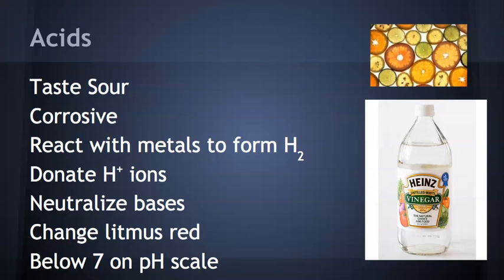Acids are what we call proton donors or H plus ion donors. We'll talk more about that in the next video. They will neutralize bases. They will react with bases to make a neutral solution. If you use litmus paper, which you may have done in a previous class, on an acid, it will turn it sort of red or yellow depending on how strong it is. And when we talk about the pH scale here coming up, it's going to be numbers below 7.